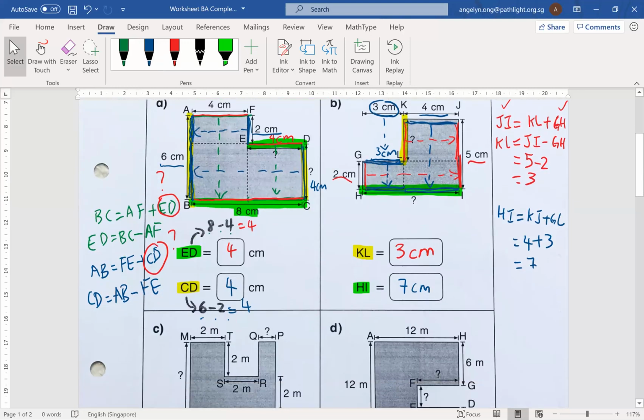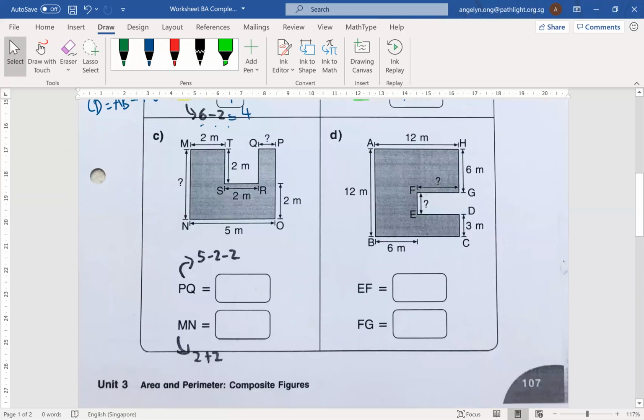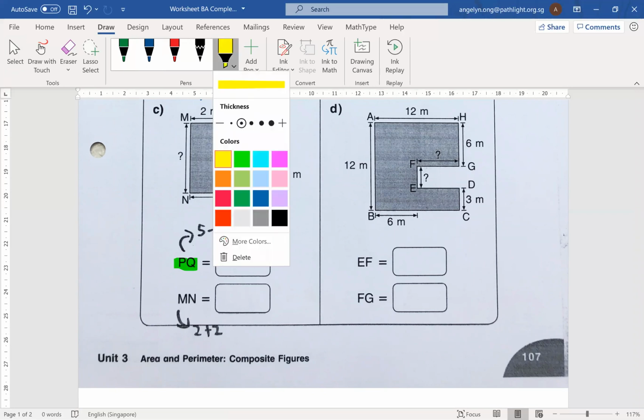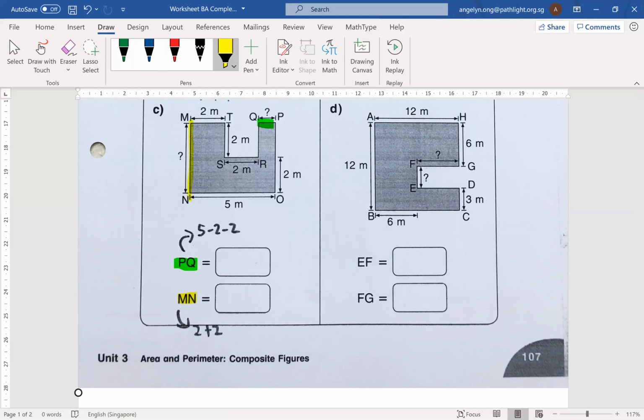Okay, now let's move on to question C. Again, we have two things to find. One is PQ, which is this small one here, and then MN, which is this one at the side here. So PQ, same thing as the first two questions. We're going to find where we can bring things down.